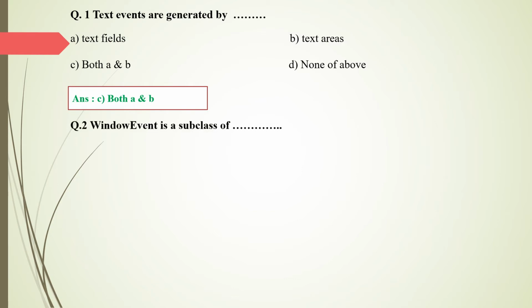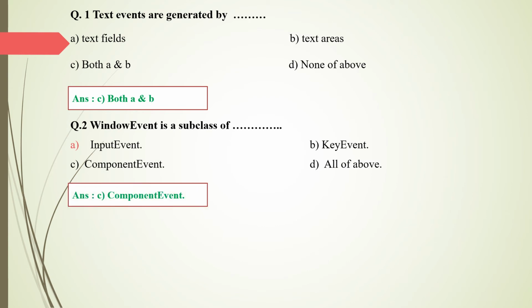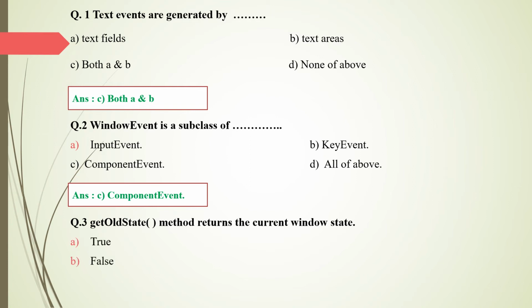Next question: WindowEvent is a subclass of. Options are: first option InputEvent, second option KeyEvent, third option ComponentEvent, and last option all of the above. So the answer of this question is ComponentEvent. WindowEvent is a subclass of ComponentEvent. Next, the third question: the getOldState method returns the current window state. So this statement is false, because the getOldState method returns the previous window state. So the answer of this question is false, because the statement is wrong.